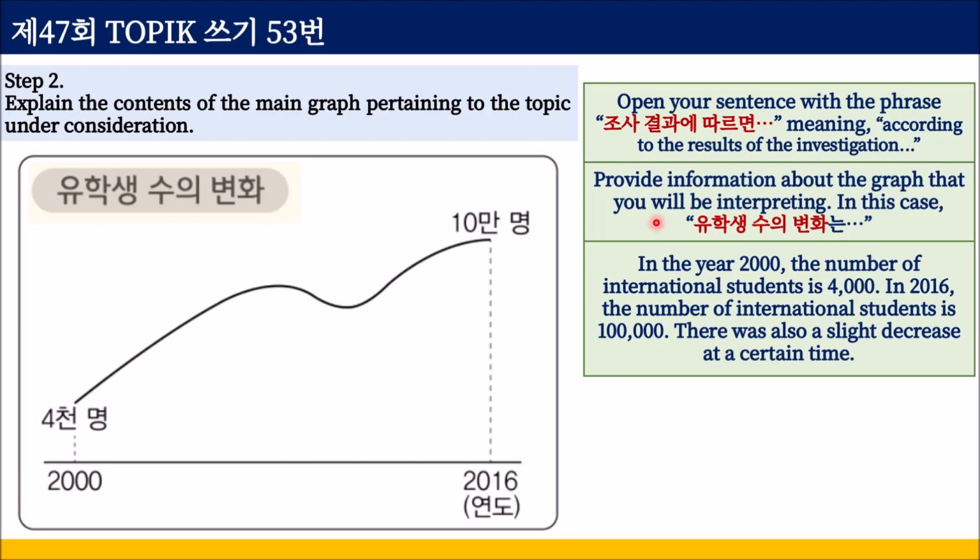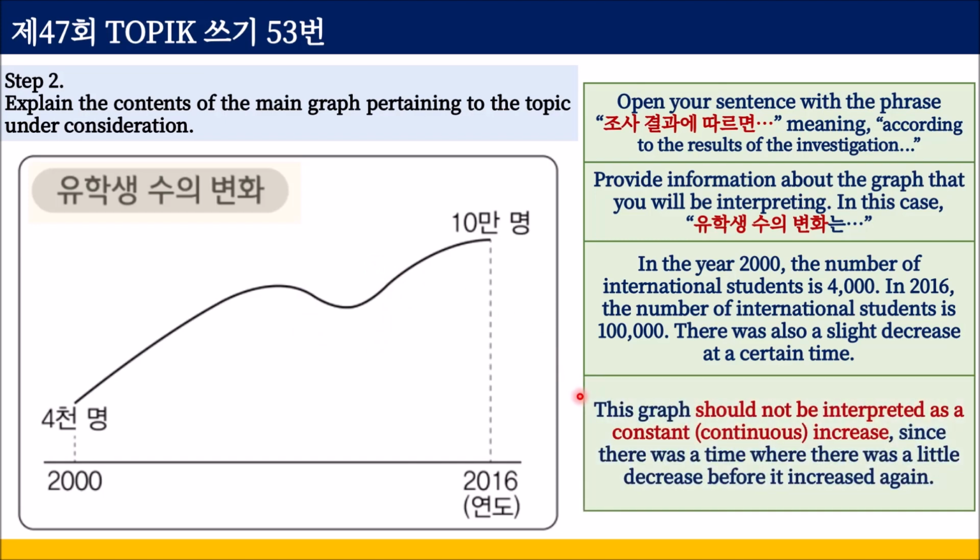What will be the interpretation of the paragraph? In English, it will sound like this. In the year 2000, the number of international students is 4,000. In 2016, the number of international students is 100,000. There was also a slight decrease at a certain time.